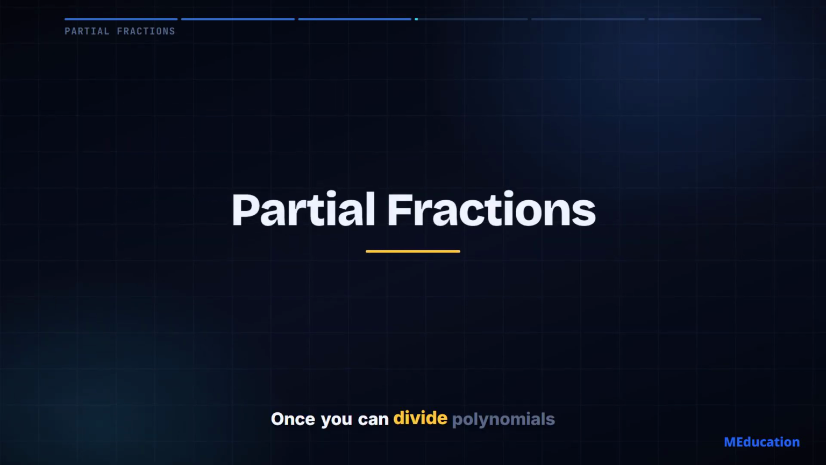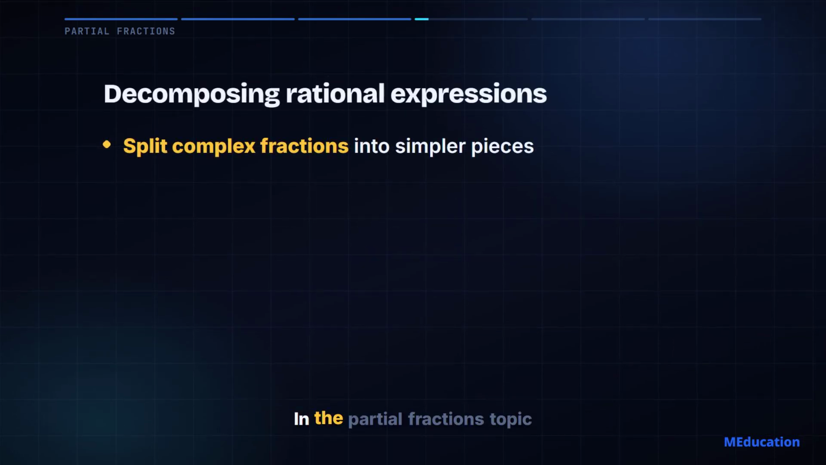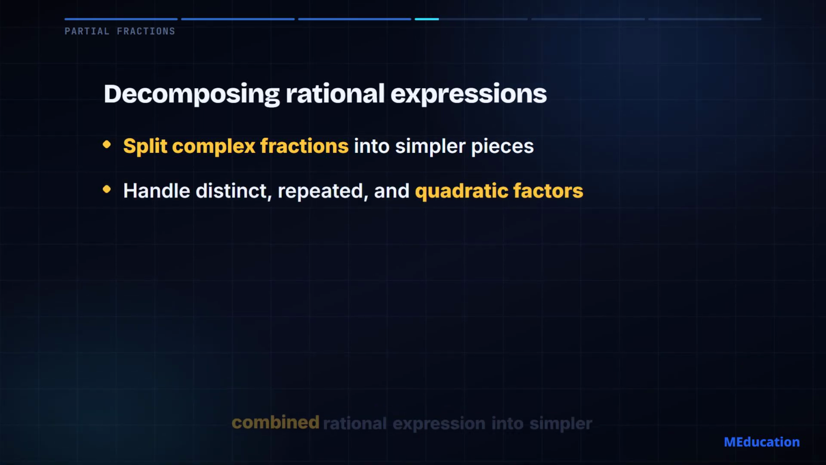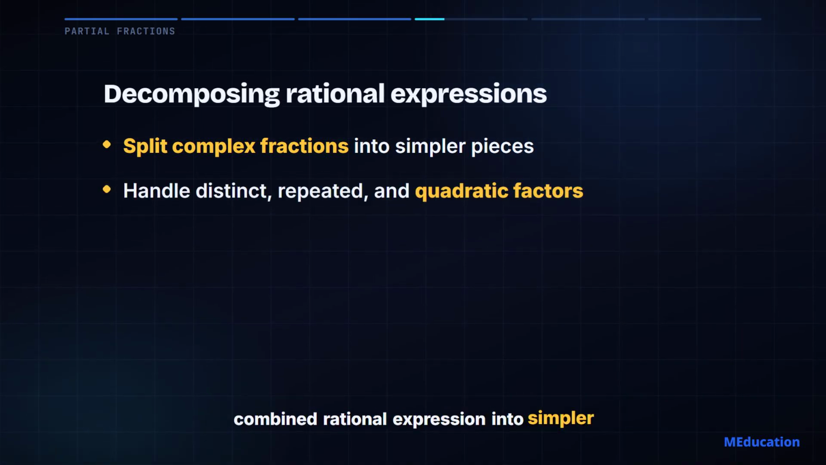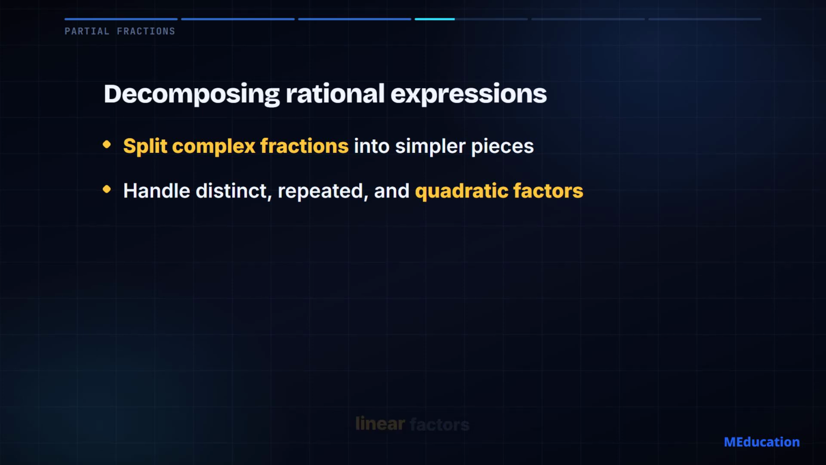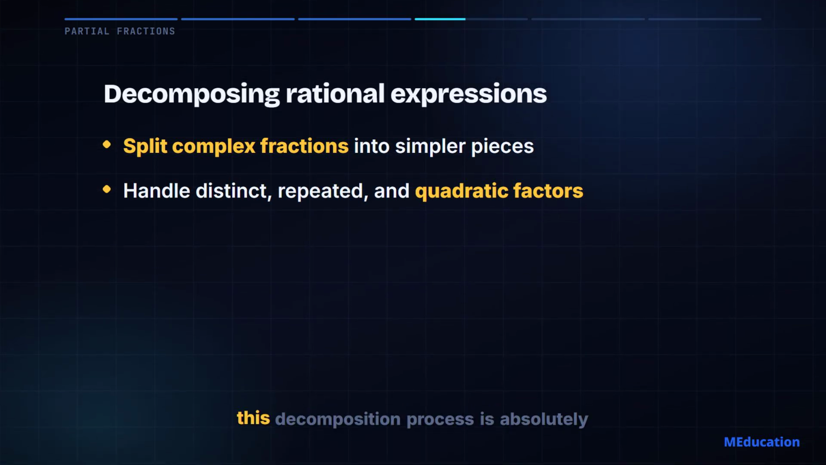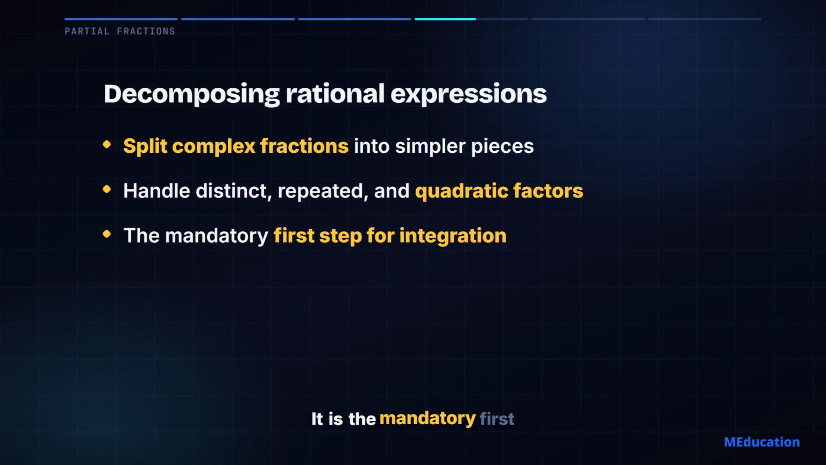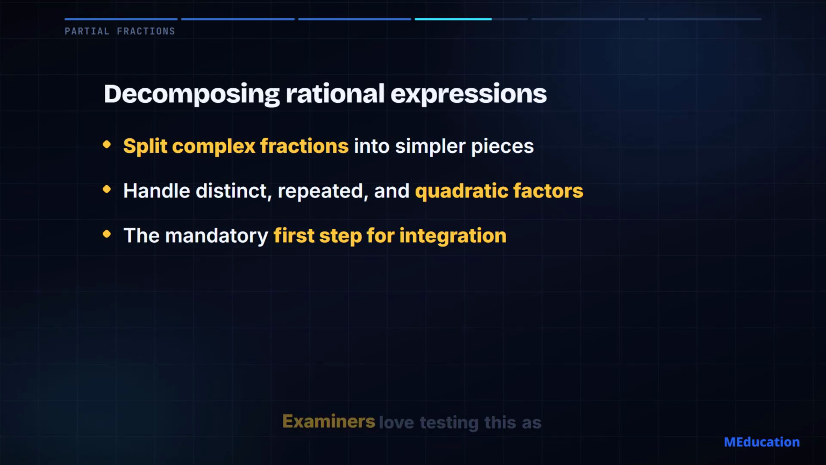Once you can divide polynomials, you can reverse engineer algebraic fractions. In the partial fractions topic, you will learn how to shatter a complex, combined rational expression into simpler, bite-sized pieces. Whether the denominator contains distinct linear factors, repeated linear roots, or irreducible quadratics, this decomposition process is absolutely essential. It is the mandatory first step before you can integrate a complex fraction or expand it into a series.